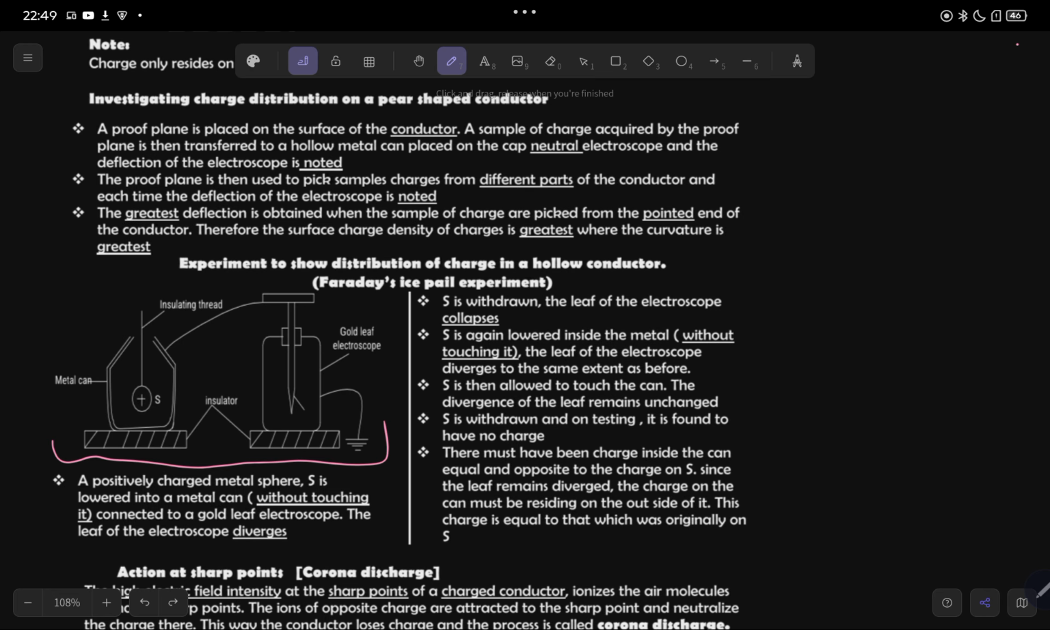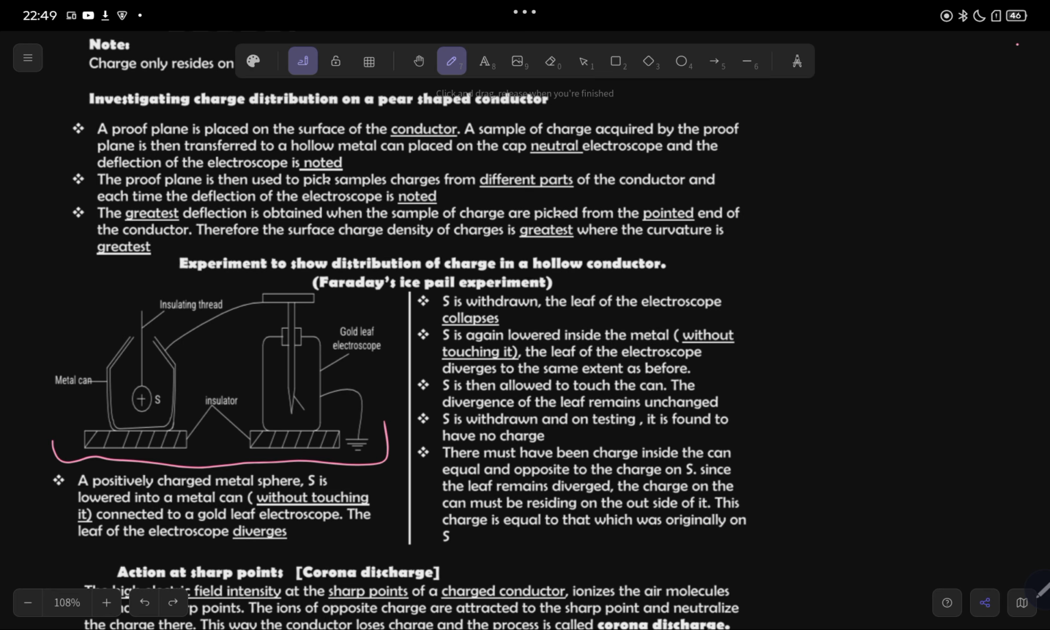Now, when they do this, remember, we get a positively charged metal sphere S and we lower it into the metal can. But we don't allow that charged sphere S to touch the inside walls of the metal can.